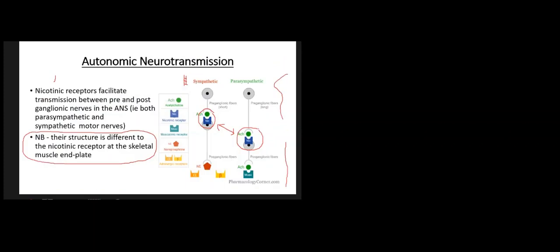People often do. They go, but wait a minute, Dr. Cobb, that's exactly the same as this. Surely this and this is the same as this. And I say, well, no, it's not. Because the somatic system is to do with acetylcholine on the nicotinic receptors on the skeletal muscle. This is not on skeletal muscle. So it's not the same. Their structure is different to the nicotinic receptors at the skeletal muscle end plate. They are similar sounding, but they're not the same. So nicotinic agonists, what are they and what do they do?